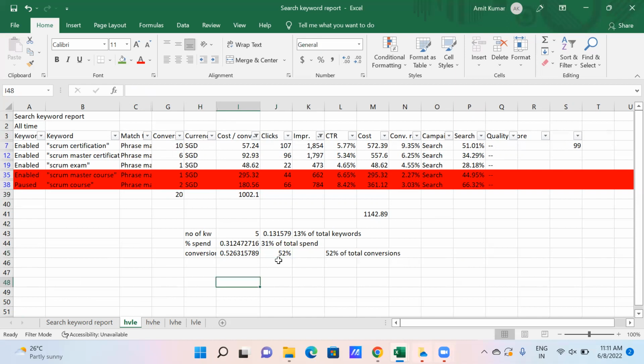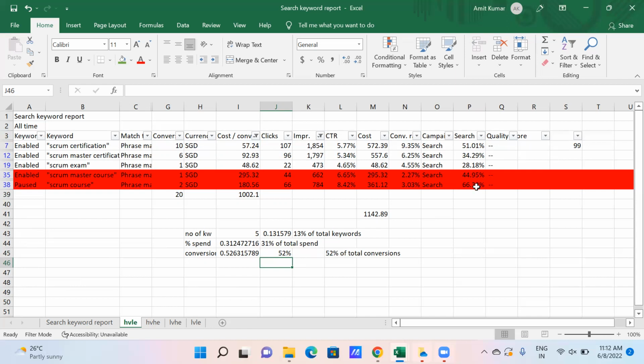So the insight that we can get from this calculation is 5 out of 38. Hardly 13% of the keywords are fetching us 50% of the total conversion. That gives a lot of information, because 13% of the total keywords is where we need to focus. Now, if you see all these keywords, we have to see the search impression share as well.